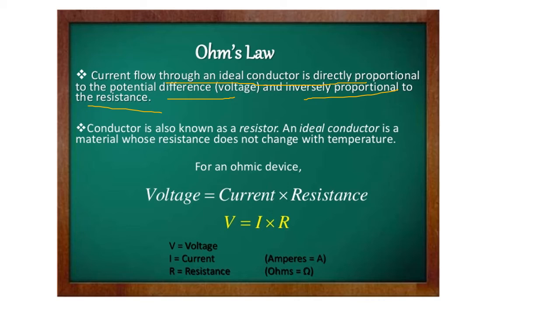Okay. Conductor is also known as the resistor. An ideal conductor is a material whose resistance does not change with the temperature. आइडियल कंडक्टर वो कौन सा होता है जिसका रेजिस्टेंट चेंज नहीं होता है. And this is the formula: voltage is equal to current into resistance, V is equal to I into R.